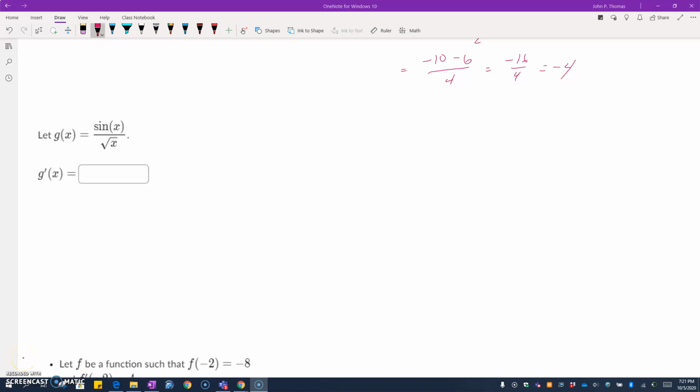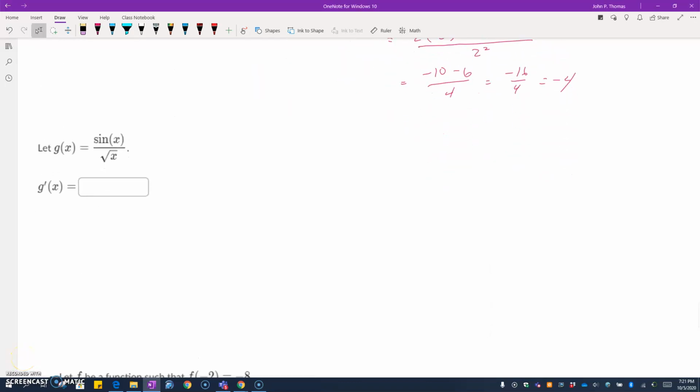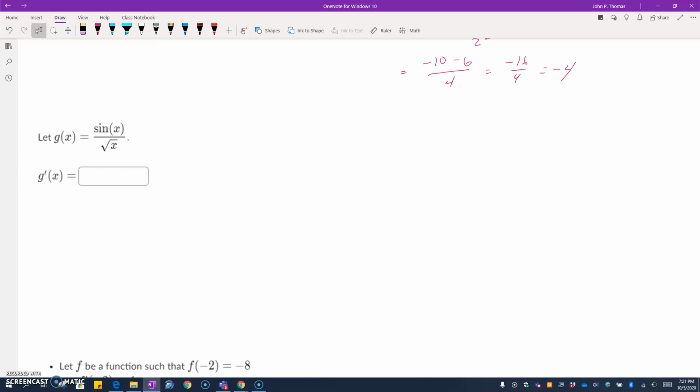Alright, so we're going to take a look at most missed problem number 15. This one deals with quotient rule again, but this time it is analytic. It's not with a table of values. So if I look at this one, it says g of x equals sine x over the square root of x. So we're going to go ahead and apply the quotient rule.